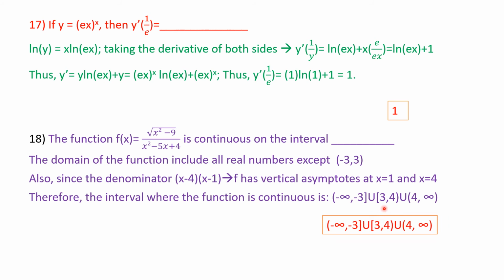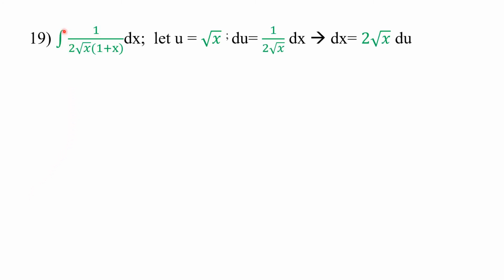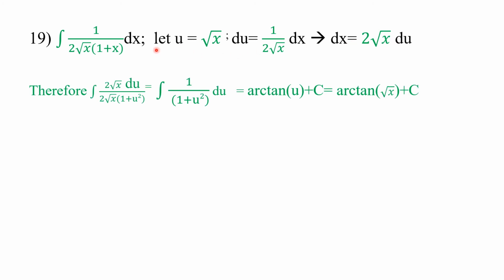Let's move on to the next question. It is question number 19. Integration of the function 1 divided by twice the square root of x multiplied by 1 plus x dx. Let u be equal to square root of x, then du will be equal to 1 divided by twice square root of x dx. If we solve for dx, we'll find dx equal to twice the square root of x du. Now we will do some plugging.